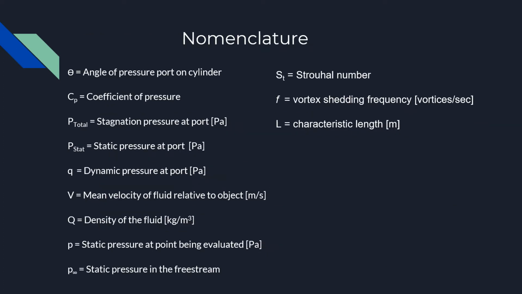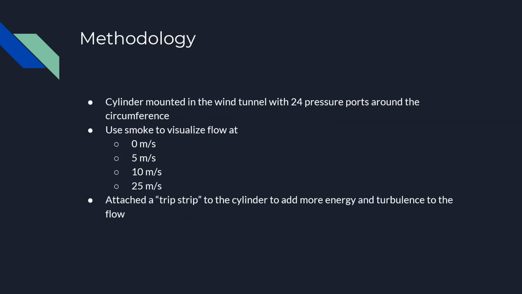This is a summary of all the variables used in this lab. A cylinder was mounted in the wind tunnel with 24 pressure ports around its circumference. Smoke was used to visualize flow, and data was taken at an airspeed of 0, 5, 10, and 25 meters per second. After 2 datasets of these speeds, we did 2 more datasets after attaching a trip strip to the cylinder to add more energy and turbulence to the flow.